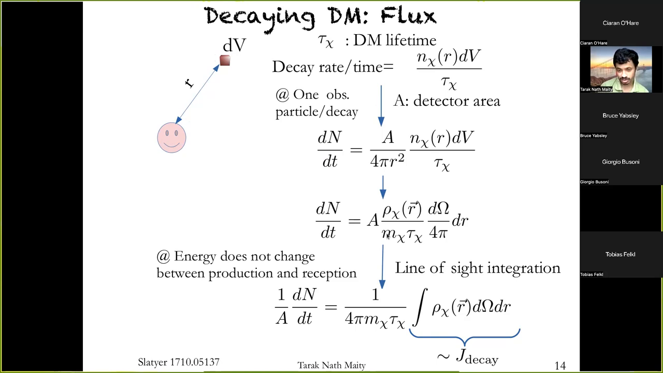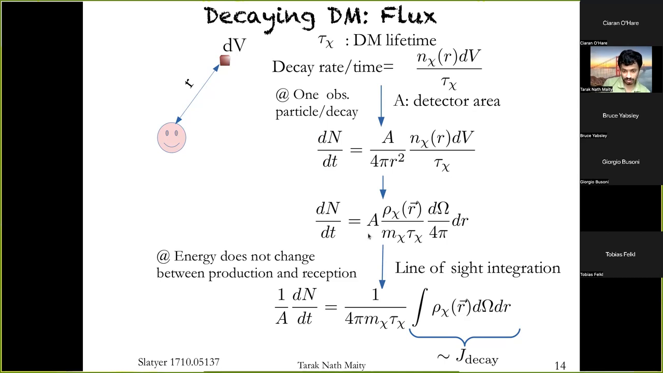Then if you assume that from production to reception, the energy of the gamma rays, or the particles that you are producing, is not changing, and you do the line of sight integration so that you take care of the whole volume that you can see, then the number of particles that you would observe per unit area per unit time is given by this. This is called the decay factor. Sometimes this is also called the D factor. So this is either the J factor or the D factor. In the case of decay, it is sometimes known as the D factor.